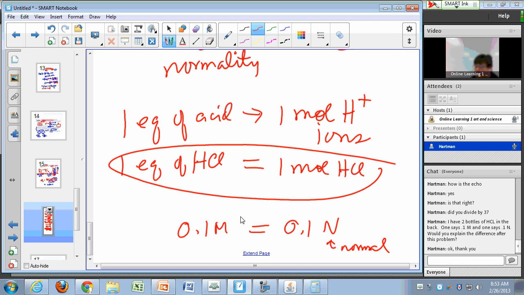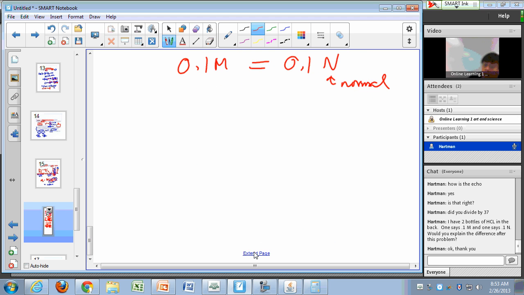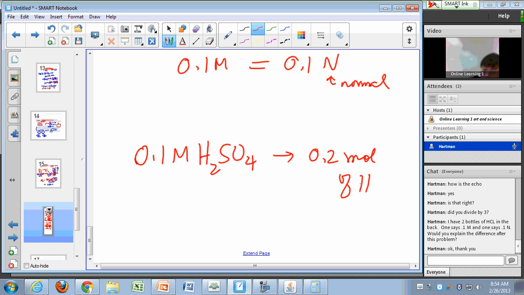But if you have sulfuric acid, let's say you have 0.1 molar H2SO4, this is going to give you 0.2 moles of H+, because there are 2 moles of H+ ions that you can get from H2SO4. So 0.1 molar sulfuric acid is 0.2 normal sulfuric acid.